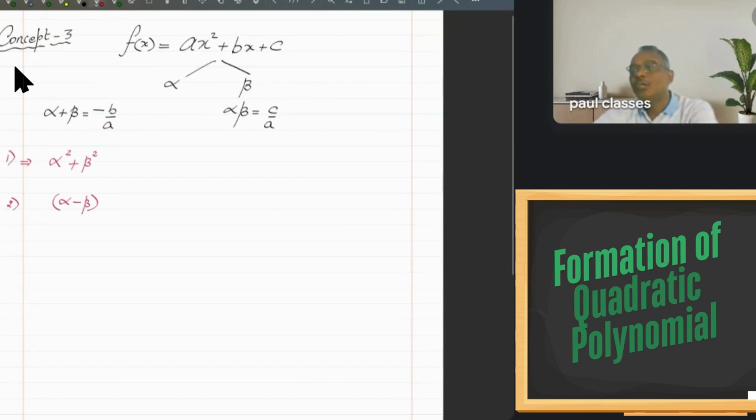So for that you have to learn some new formulas, and those formulas are actually very obvious. See here, ध्यान से देखो, कॉपी नहीं, यहाँ पे ध्यान से सुनो. Alpha square plus beta square, the formula says alpha plus beta whole square minus 2 alpha beta. Am I correct?